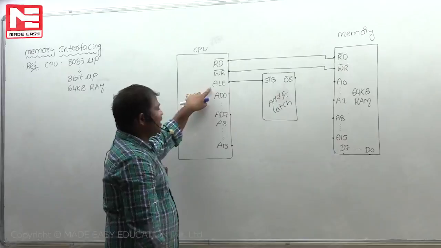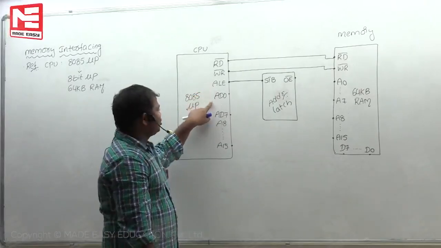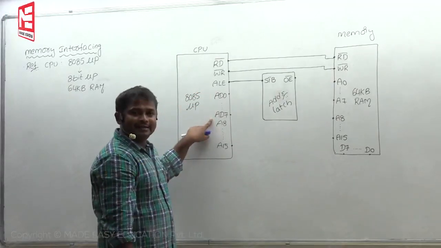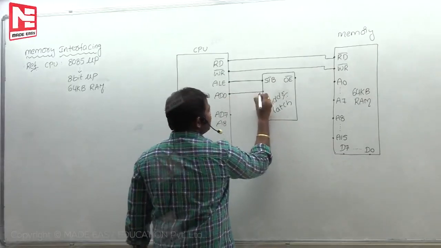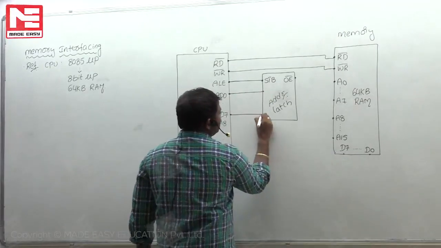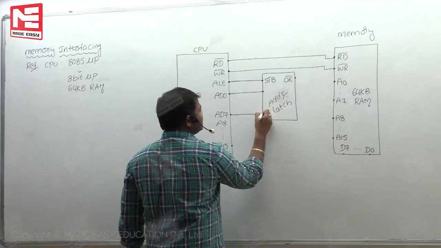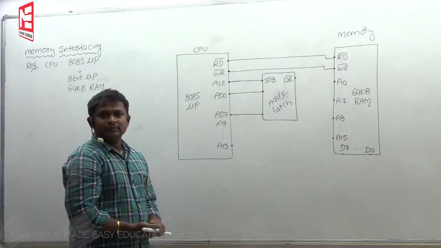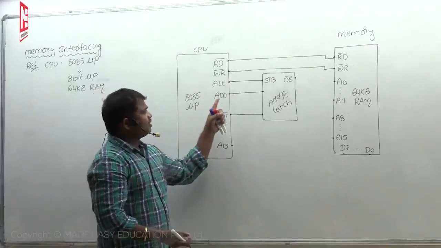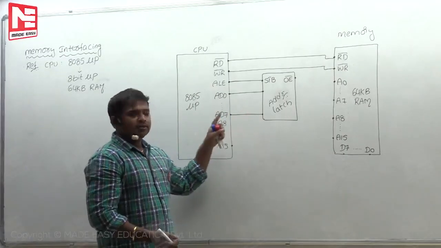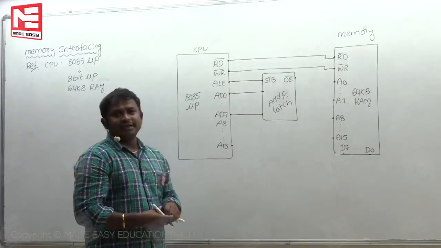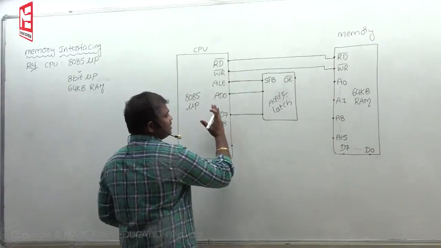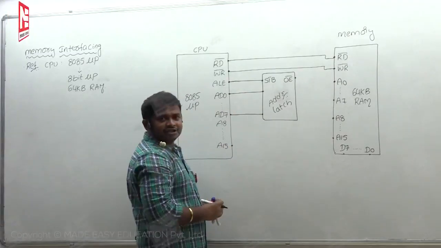Now, when the ALE pin is 1, AD0 to AD7 carries the address. That address is immediately passing to the latch by connecting the pins like this. Correct? When the ALE pin is 1, the STB pin is also 1, so that input lines are enabled. AD0 to AD7 is ready to carry the address. That address is immediately shifting into the latch.